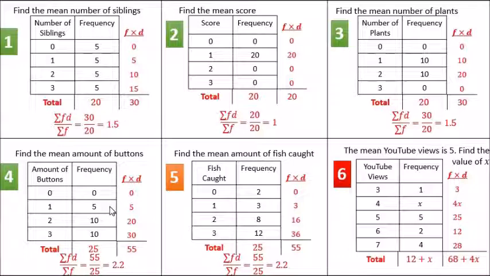This question here, we have more of our data at 3 than at 1. So I would expect the answer to be just above 2. So when we do the calculations, 1 times 5 is 5, 2 tens are 20, 3 tens are 30. Add these together is 55, add these together is 25. 55 divided by 25 is 2.2, so it makes sense.